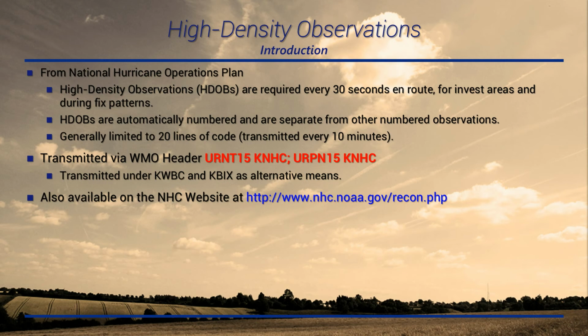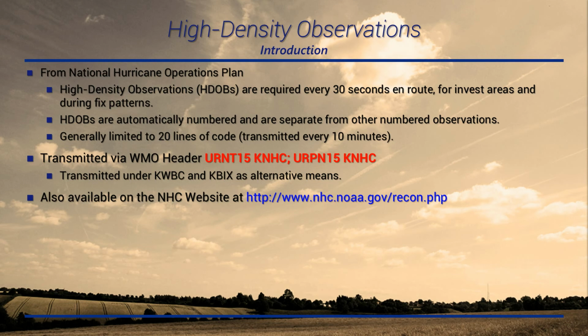And generally in each bulletin you'll get about 20 lines of code. Now, since they are representing 30 seconds of data, you're basically getting 10 minutes worth of information. So these bulletins are transmitted every 10 minutes, and you can get them off WMO header URNT15 for the North Atlantic or URPN15 for the Pacific.